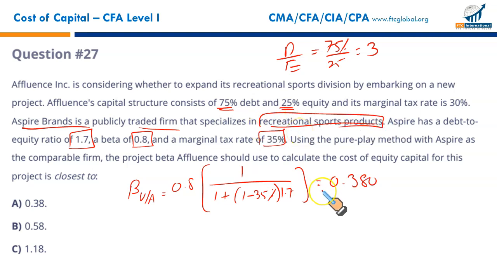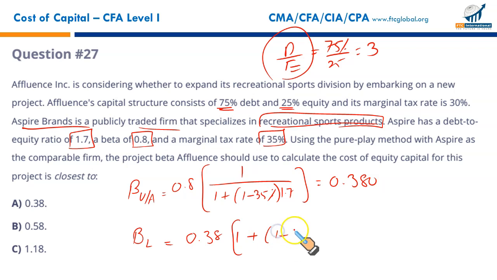Now this unlevered beta needs to be levered according to our debt to equity. You need to use the reverse of this formula. The levered beta is equal to unlevered beta 0.380 multiplied by 1 plus (1 minus tax rate). For me, what's the tax rate? For me, it's 30%. This is my tax bracket. Multiplied by my leverage. What is my leverage? It's 3.